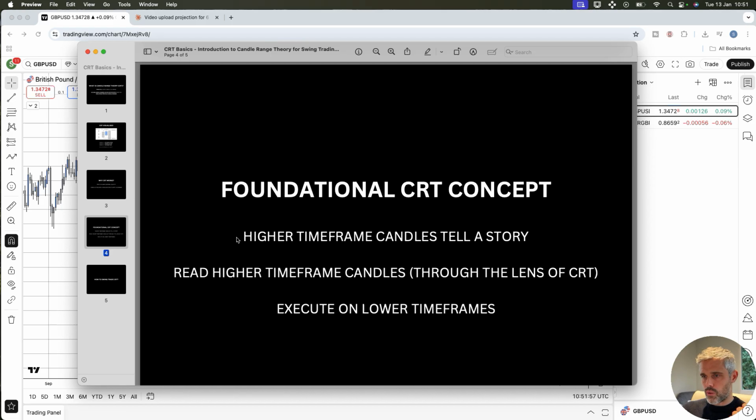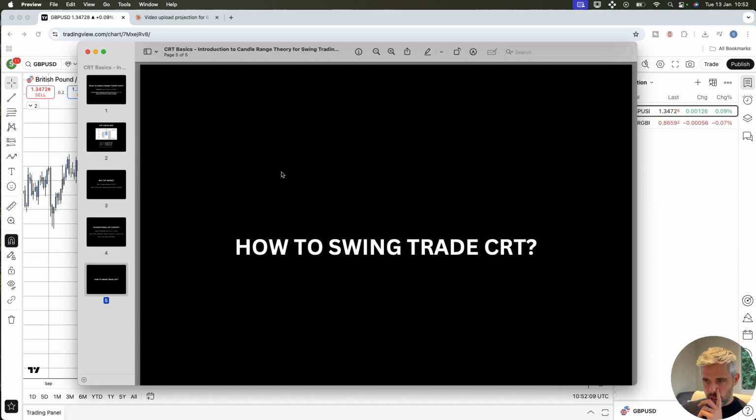So this is going to give you everything you need to execute, whether you're day trading or swing trading, profitable positions and trades in the market. So we're going to talk about swing trading, but remember, price is fractal.